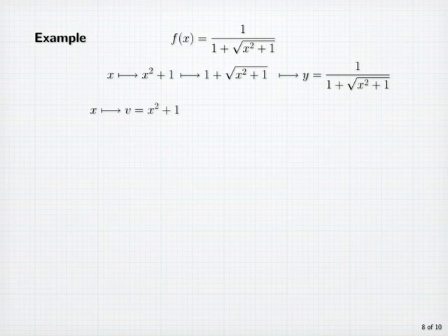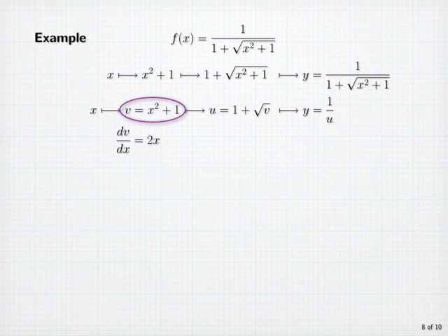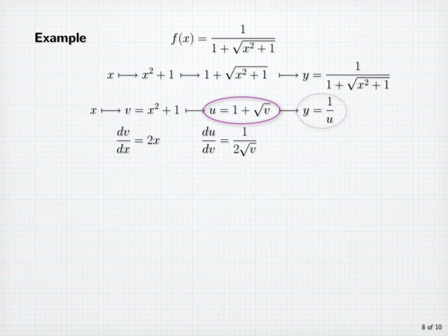Now let's give names to the intermediate steps here. From x, we calculate v equals x squared plus 1, from which we calculate u equals 1 plus the square root of v, from which we calculate y equals 1 over u. Now, let's look at the derivatives of each step here. dv dx is 2x. du dv is 1 over 2 times the square root of v. And dy du is minus 1 over u squared.